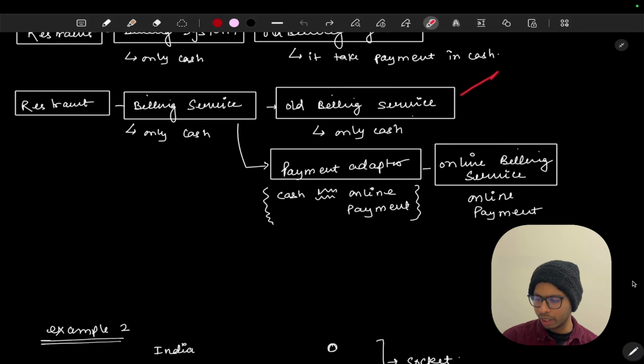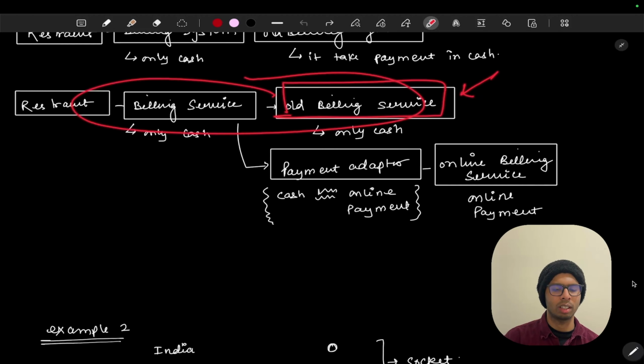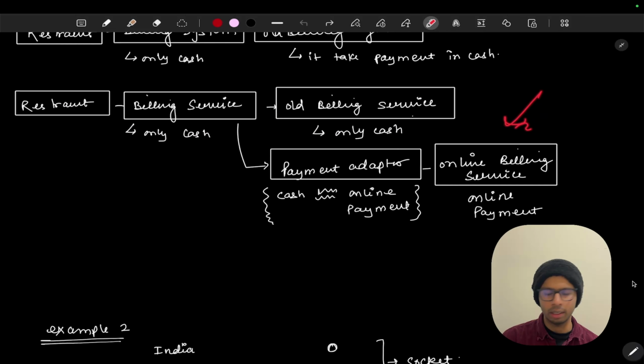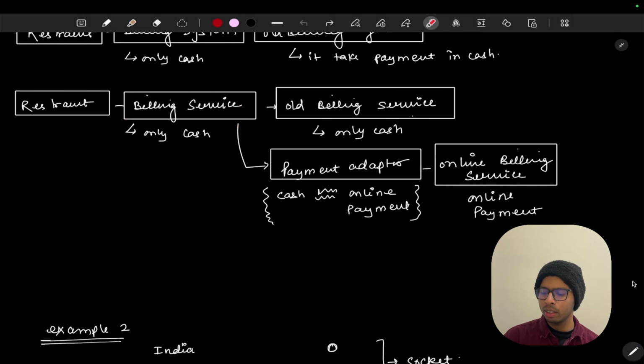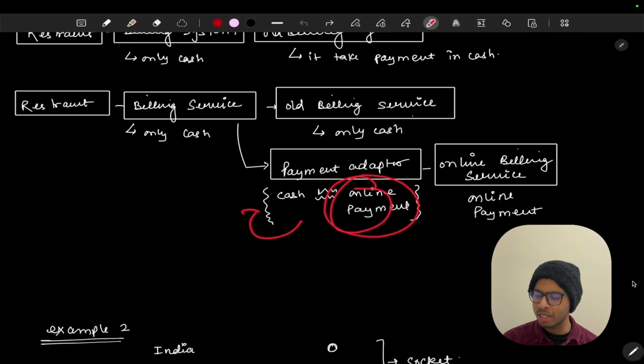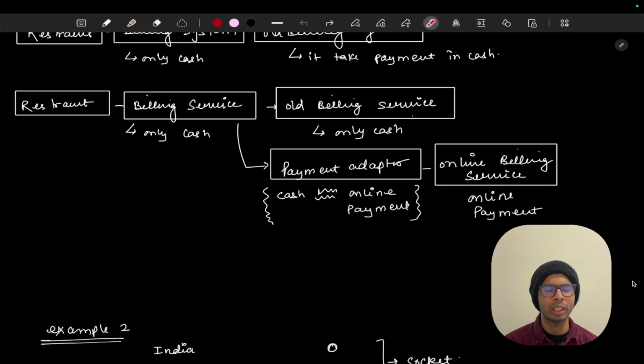If the customer wants to pay cash, he can pay with the help of this old billing service because it is still working and it is compatible with it. But for customers who want to pay online, this online service is not compatible with the billing service right now. The billing service wants cash and the person wants to pay online. So to solve this problem, we are going to make one payment adapter. The role of this payment adapter is that it takes the online payment, and internally it converts this online payment into cash. That is what we are going to do in our adapter pattern.